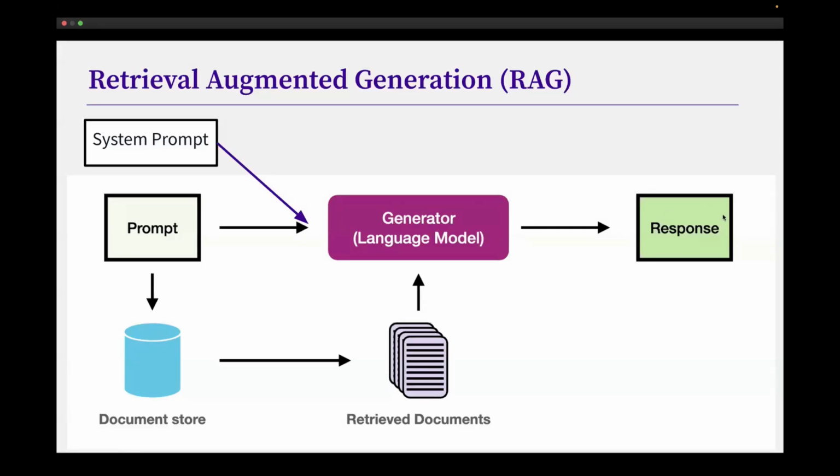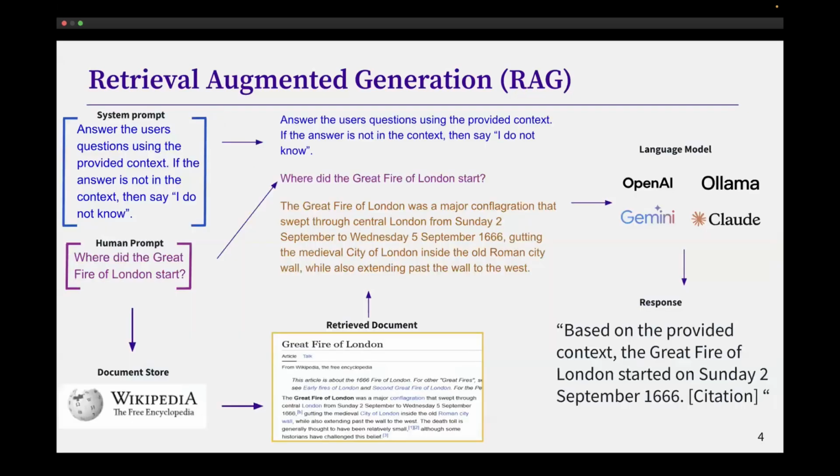So you ask it a question, it goes and gets documents, it's told how to handle those documents, and it gives you a response. And if we blow that out into a bit more detail, you get something that looks like this. Here's an example of RAG done practically literally. The system has some instructions: answer the user's questions using the provided context. If the answer is not in the context, then say, I do not know. That gets fed in at the start.